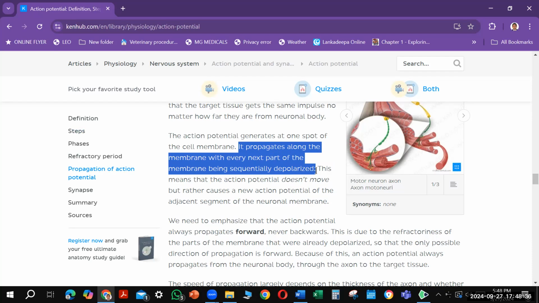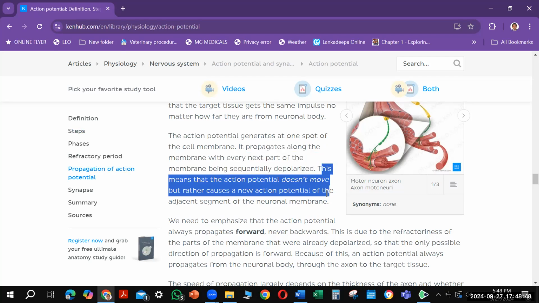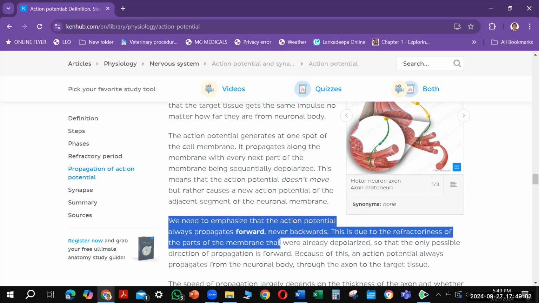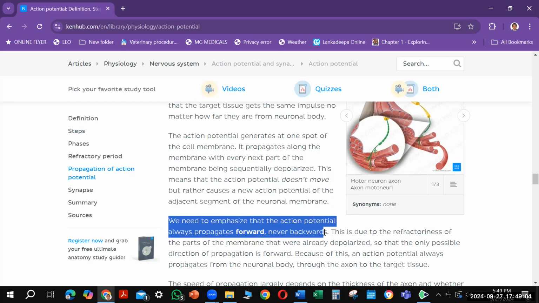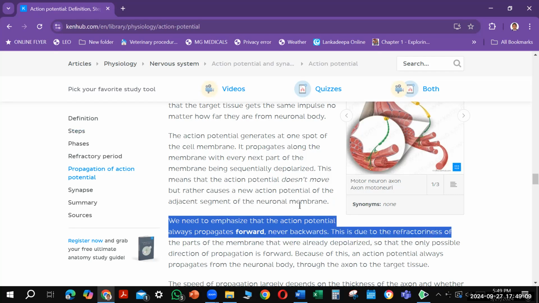Sequentially depolarized means one action potential forms, and at the adjacent place, a new action potential forms. So the action potential doesn't move, but rather causes a new action potential in the adjacent segment of the neuron membrane. We need to emphasize that the action potential always propagates forward, never backward. This is due to the refractory period, so we just keep it aside.